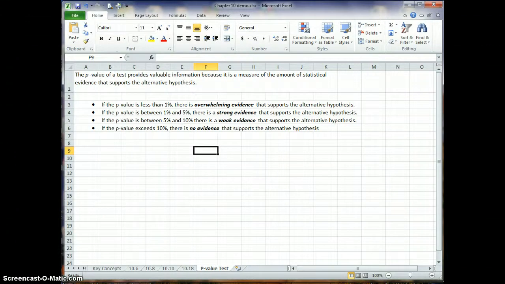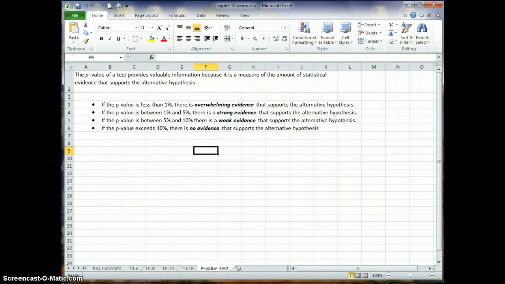So before explaining problem 10.10, I should go back and talk about the p-value test, because that's the basis by which we've been able to conclude whether there's enough evidence in the other problems. The idea with the p-value test is that it provides valuable information because it's a measure of the amount of statistical evidence that supports the alternative hypothesis. And if there's not enough evidence to support the alternative, then you stick with the null.